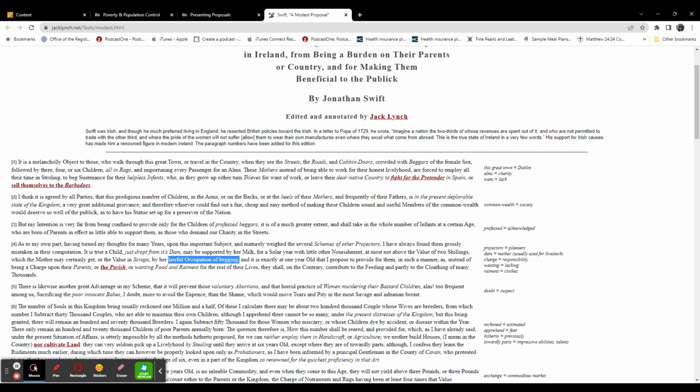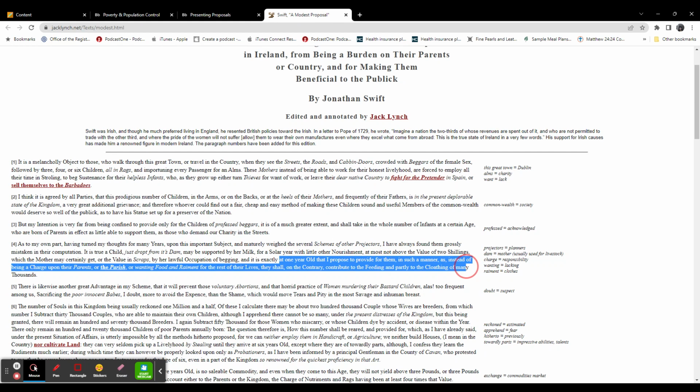And it is exactly at 1 year old I propose to provide for them in such a manner as, instead of being a charge upon their parents or the parish, or wanting food and raiment for the rest of their lives, they shall, on the contrary, contribute to the feeding and partly to the clothing of many thousands, right? So this is what we're going to do. We're going to eat the children at a certain age, and then that's how we're going to provide for them.